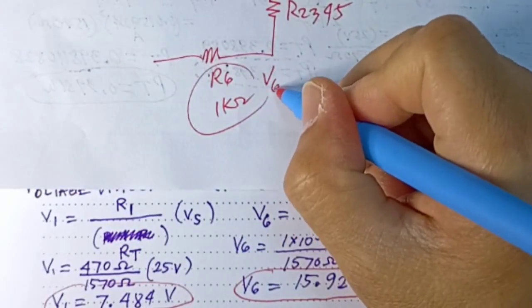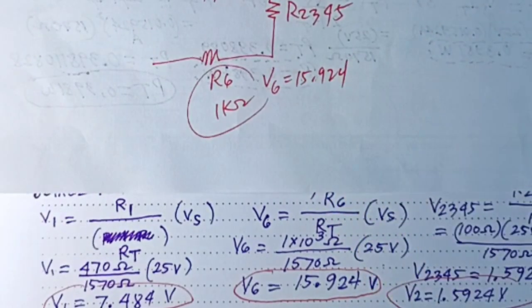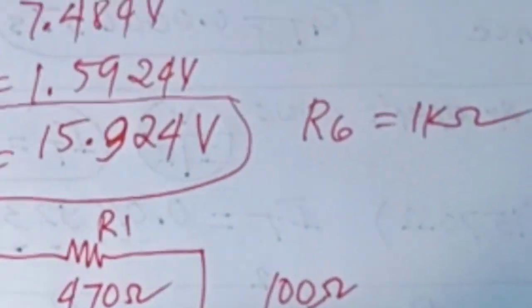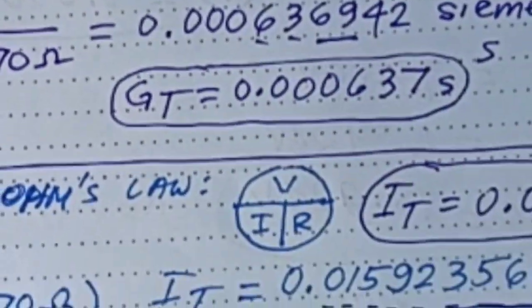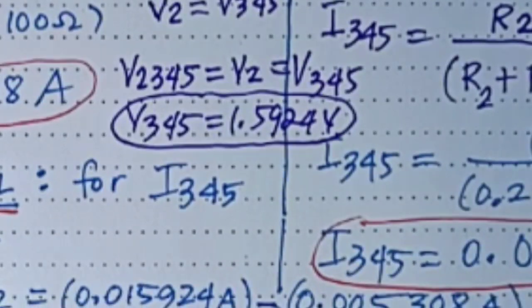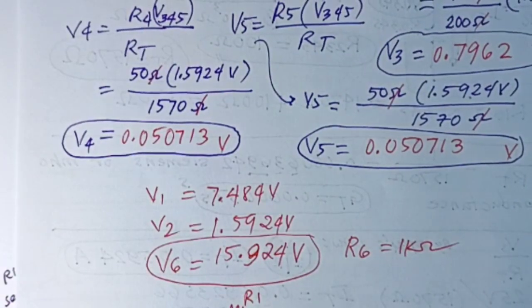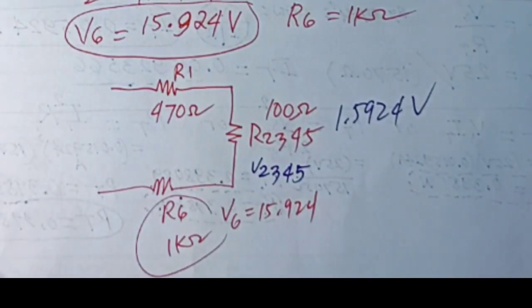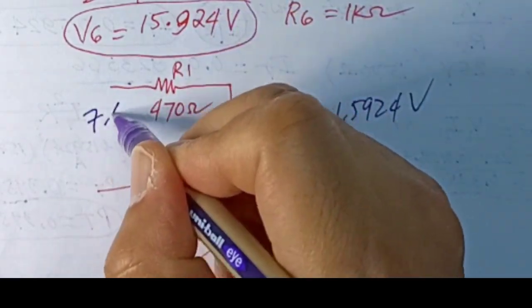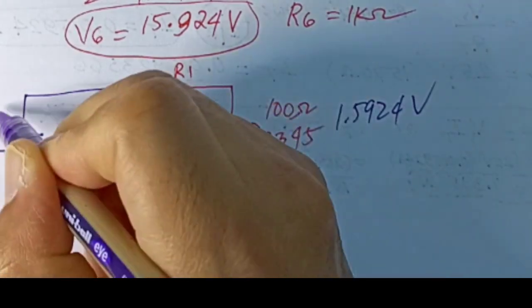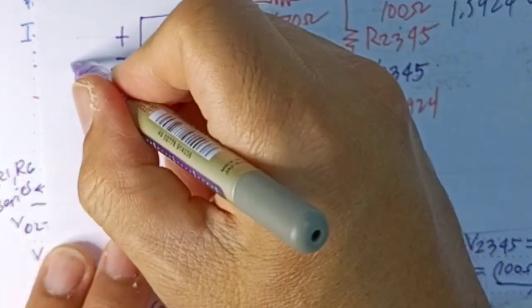Now, if you write the voltages here, this is 15.924, and our V2345. How much is our V2345? Where is it? V2345 here, over here. Our V2345 is equal to 1.5924, right? And then our V1 is 7.484. Now, if you look at the voltage source, we have a value of 25 volts, right?